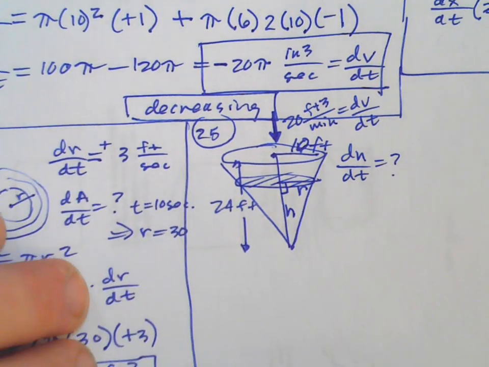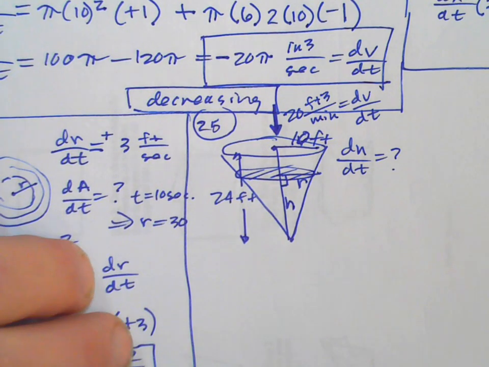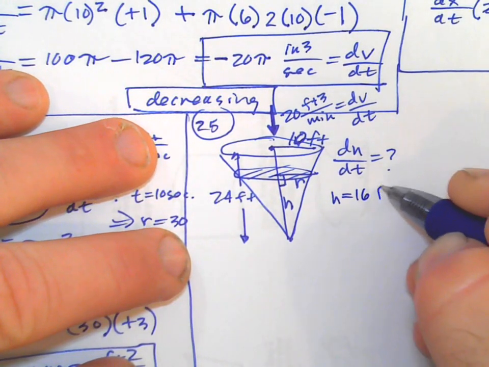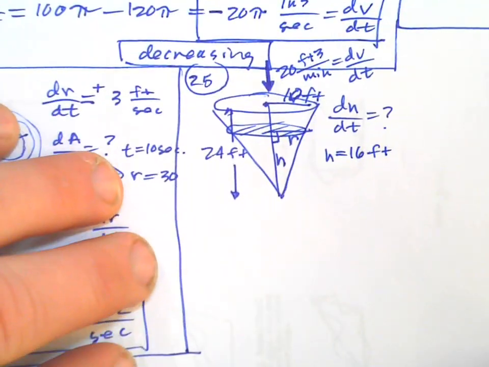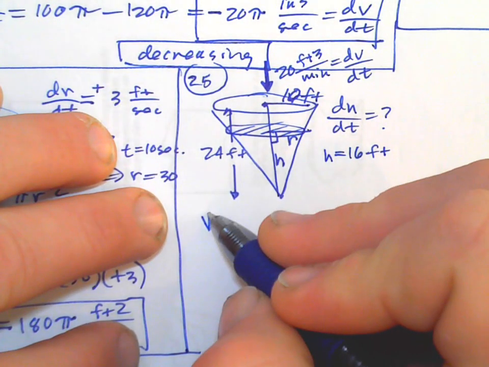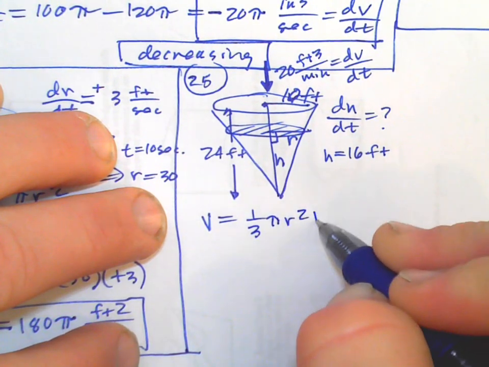It should be, it says, how fast is the depth of the water increasing when the water is 16 feet deep? So that's when h equals 16 feet. So we need a relationship. The volume of a cone is 1/3 pi r squared h.